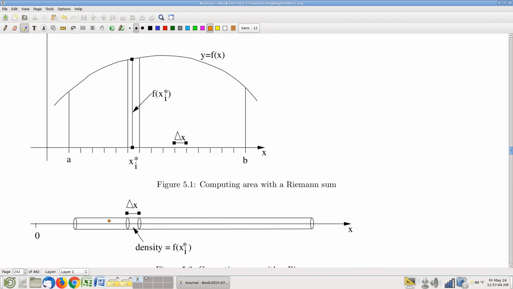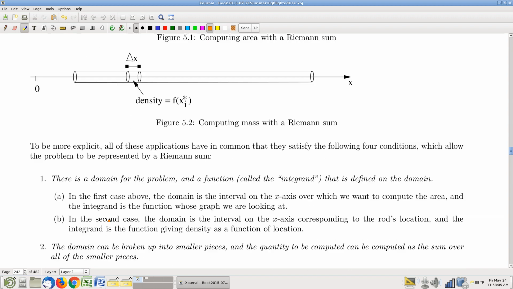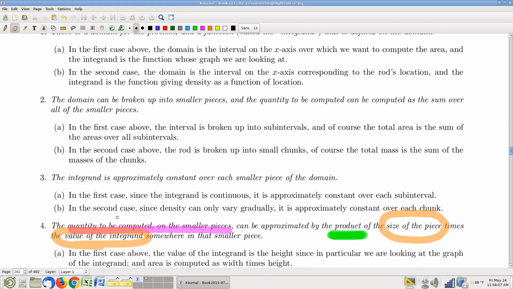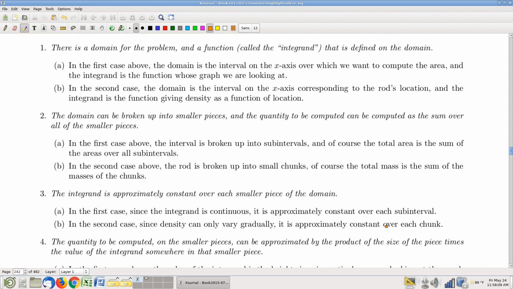On this mass application, what am I adding up here? This is the amount of mass inside of that piece. Well, it's the size of the piece times the value of the integrand. Length times mass per unit length. So all examples where you've done integrals in the past, all four of these properties hold. We don't really think about it in those terms most of the time. We just kind of write them down.